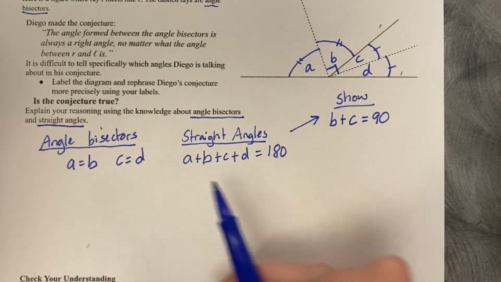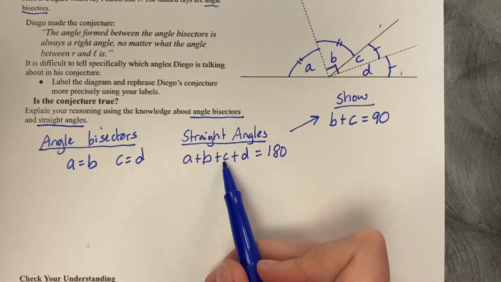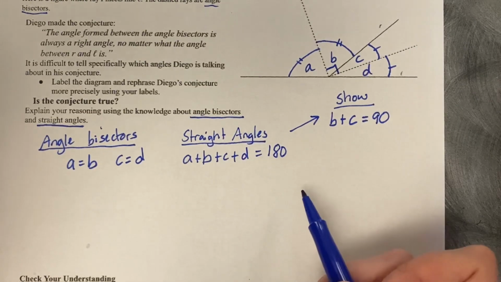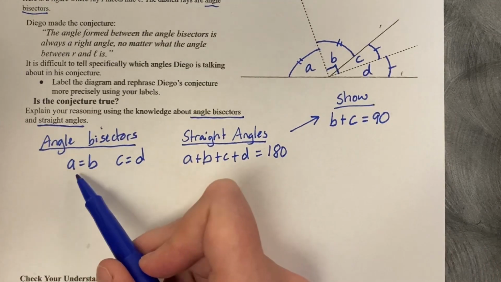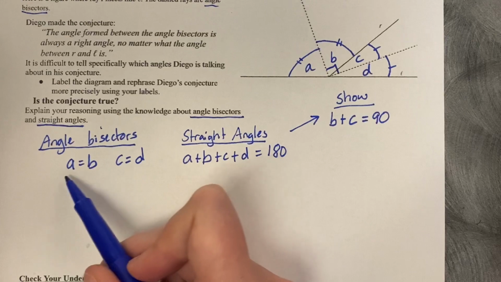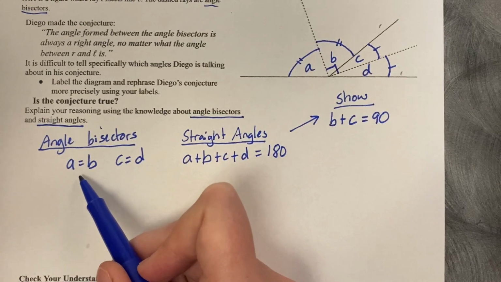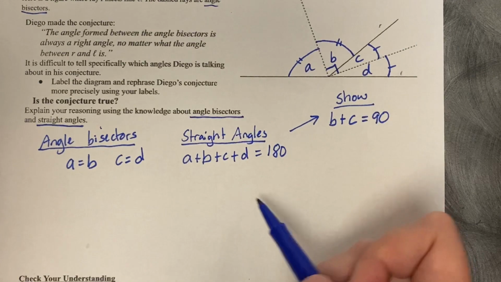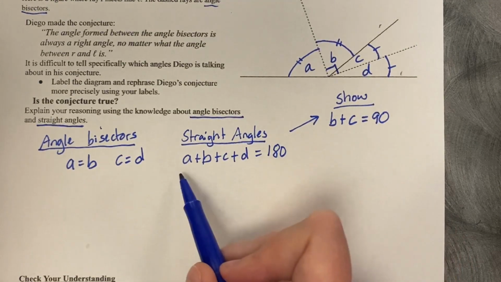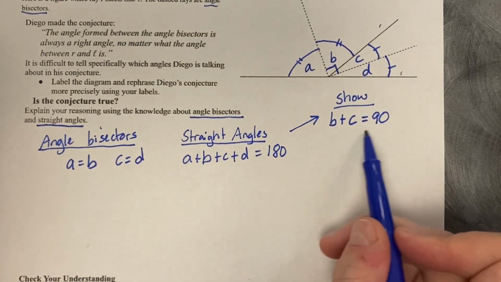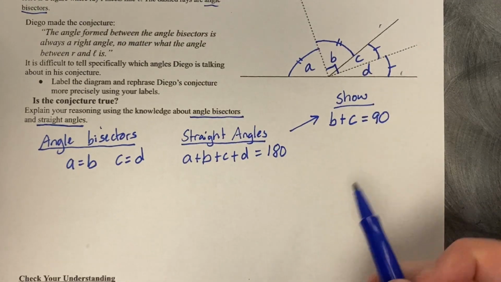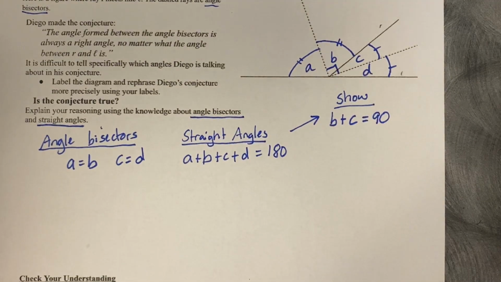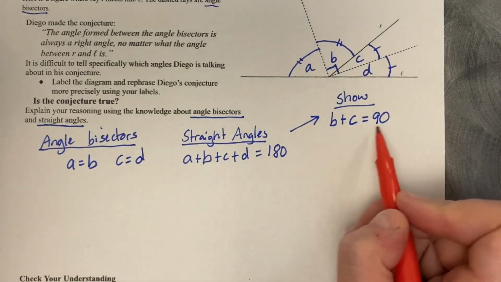I've got some parts here. I've got a B and a C, but then I also have an A and a D, and those are equal to 180. But I know that A can be replaced with B. They're the same. And I know that C can be replaced with D because they're the same. So we're going to work from this equation and work down to try to show that B plus C equals 90. So which letters are not part of the final equation? Which one's not part of the show?